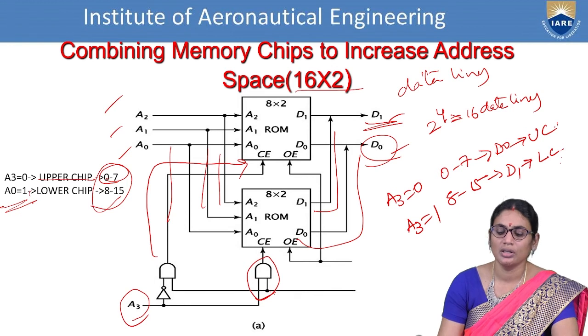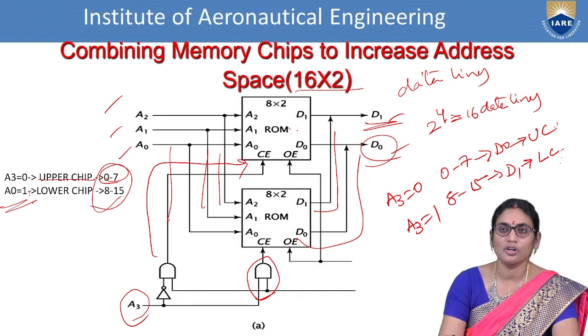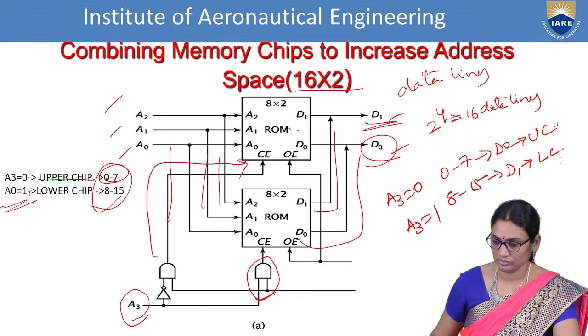Again, here also it is the same. The first chip will be enabled if the A3 bit is set to 0. The second chip will be enabled if that bit is set to 1. In this way, we are organizing the data with respect to address space.